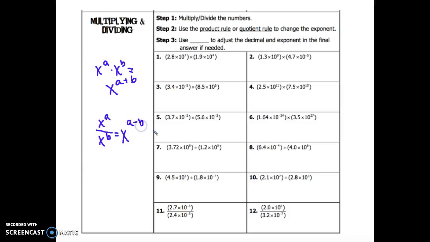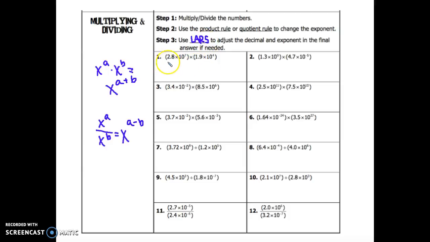So this is again how it connects to what we've been working with. There are 3 steps when multiplying and dividing. First, we multiply or divide the numbers, and then we use the product or quotient rule, whichever one we need, depending on if we're multiplying or if we're dividing. And then lastly, we need to double check to make sure our answer is in scientific notation. And to help us with that, we always use the memory key LARS. Again, that means left, add, right, subtract to our exponents.